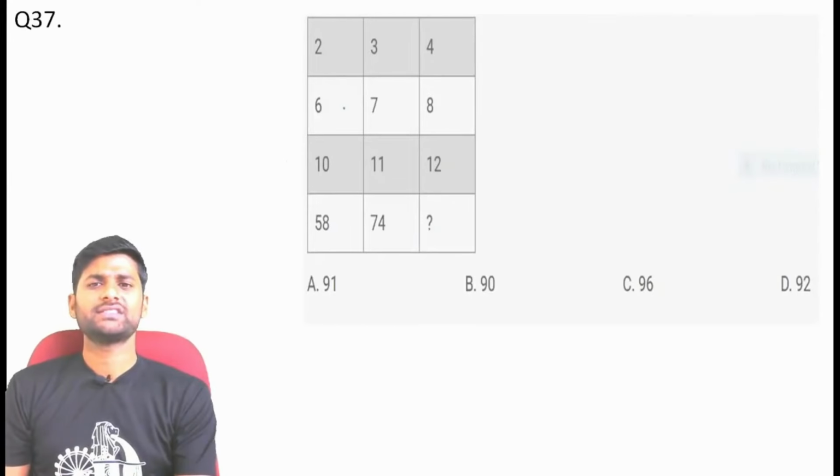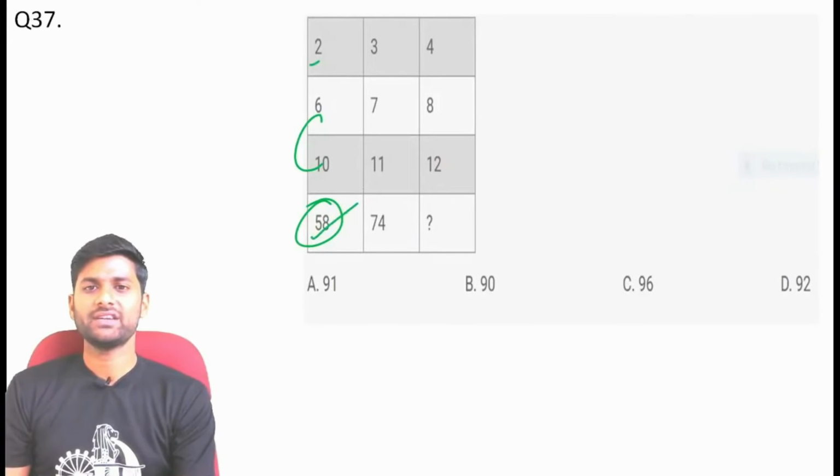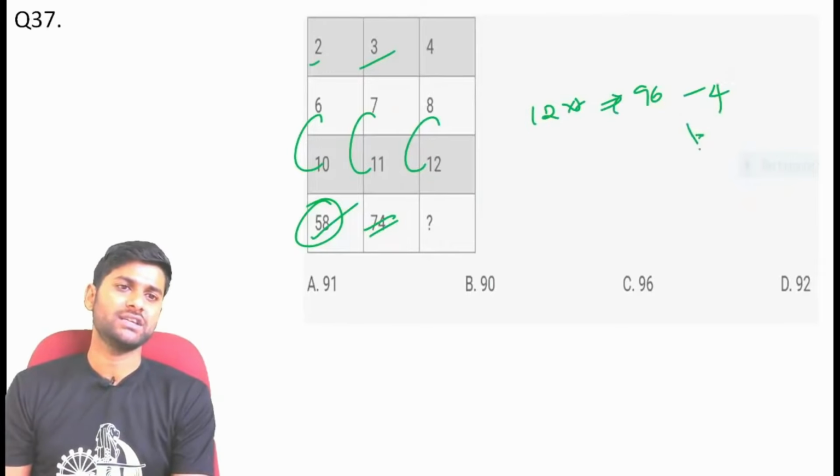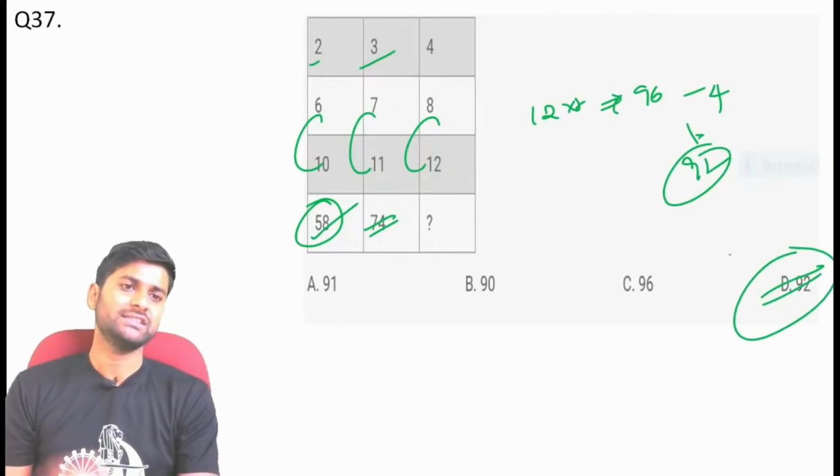See guys, do one thing. 10 times 6 is 60 minus 2, the resultant becomes 58. 11 times 7 is 77 minus 3 is equal to 74. So the final answer: 12 times 8, the resultant becomes 96 minus 4, the resultant becomes 92. Then you can choose your answer, it is 92.